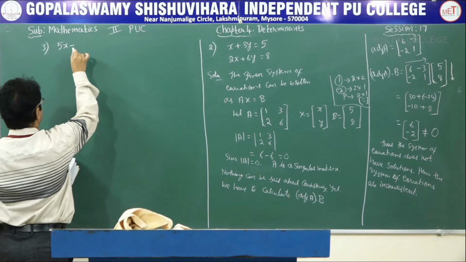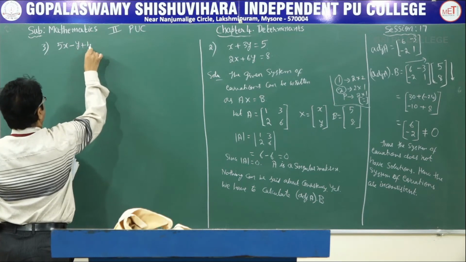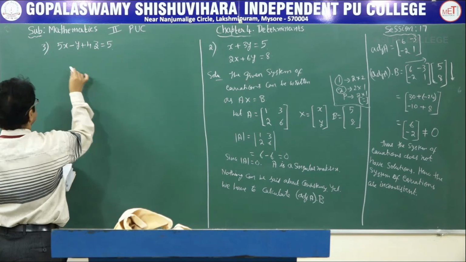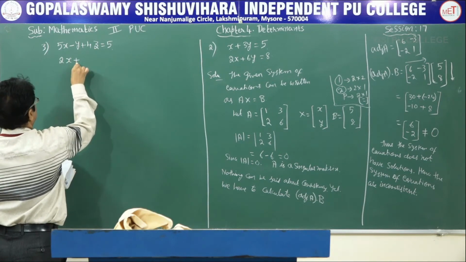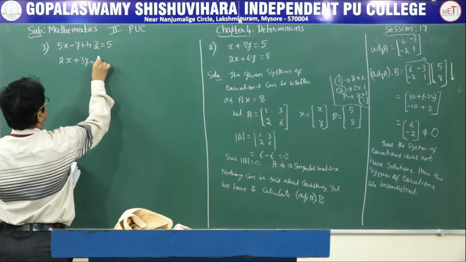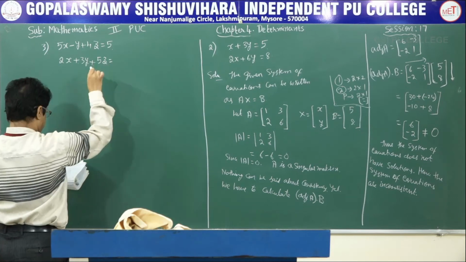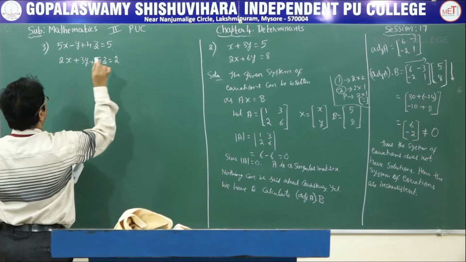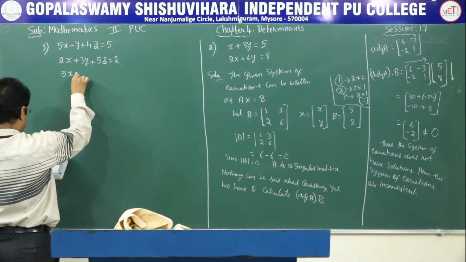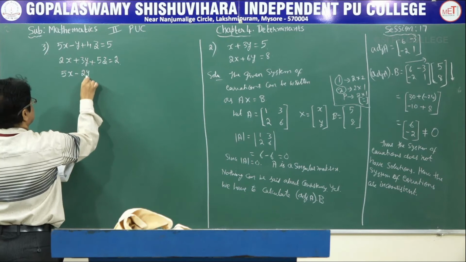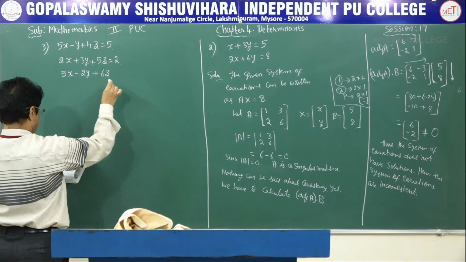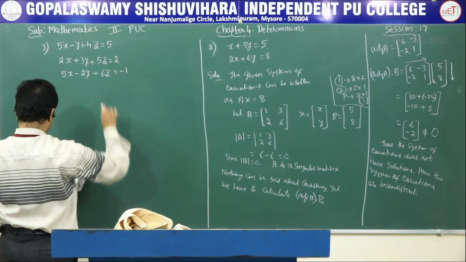Next problem: 5x minus y plus 4z equals 5, 2x plus 3y plus 5z equals 2, 5x minus 2y plus 6z equals minus 1.